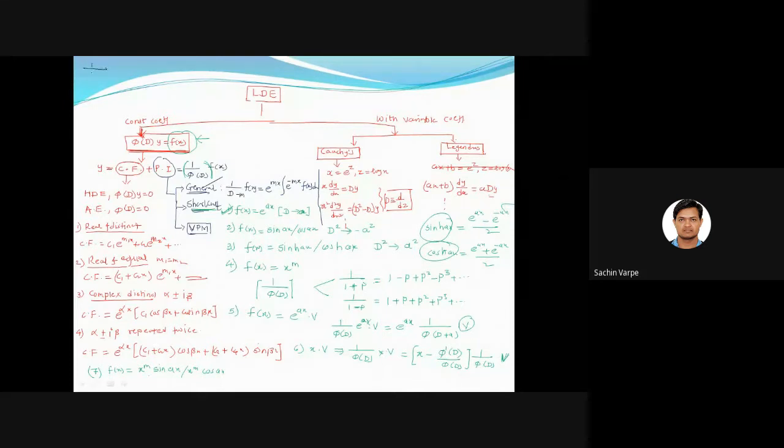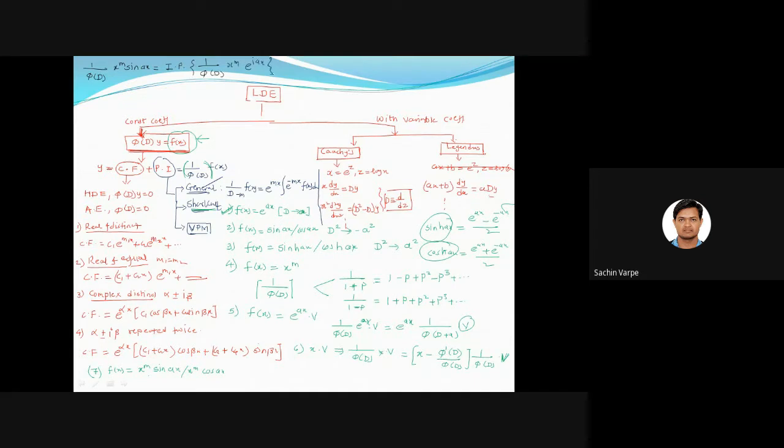1 upon phi of D, x raised to m sine ax, can be written as, how do I write? It is the imaginary part of 1 upon phi of D, x raised to m into e raised to i ax.